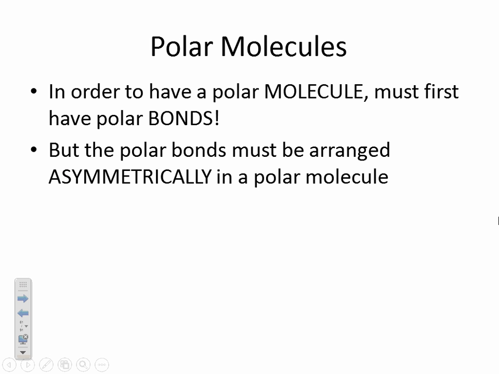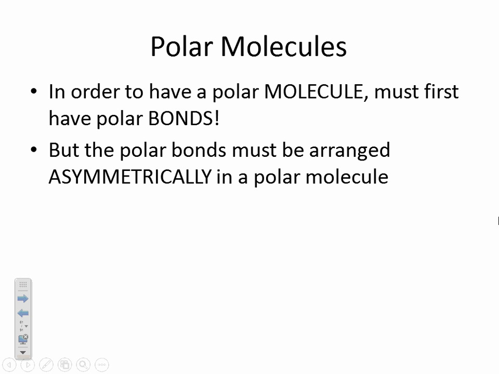So polar molecules. Well, first of all, big point I want to make is that you can't have a polar molecule unless you start with a polar bond. There's no way to create this slight positive and slight negative unless you start with the difference in electronegativities in the bond. So your molecule has to have polar bonds in order to be a polar molecule. There's no such thing as a polar molecule with nonpolar bonds. It can't exist. You have to start with polar bonds.